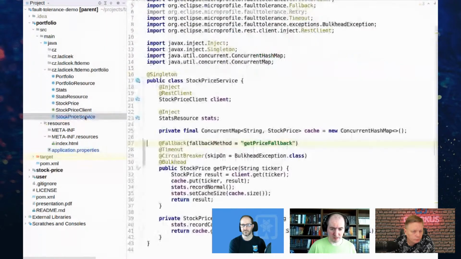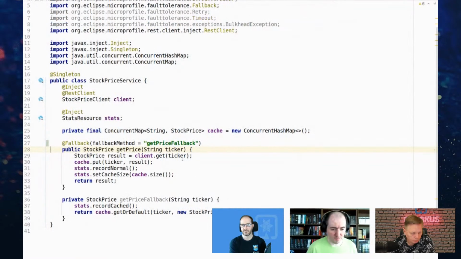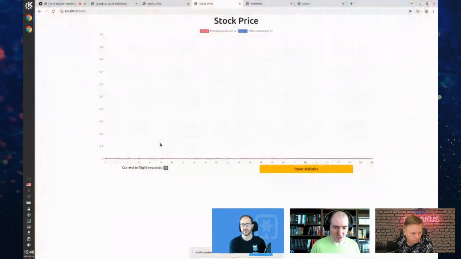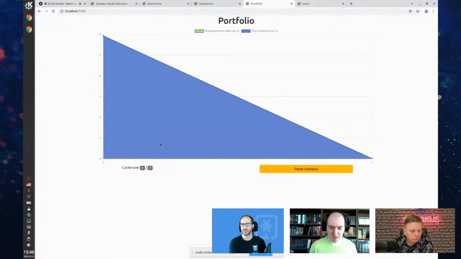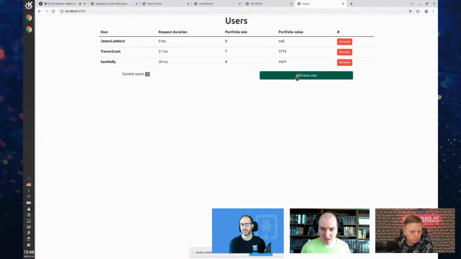Let's get back to the stock price service. I'll remove these annotations. I'll leave the fallback there, because we don't want to show errors. Right, so I've got the portfolio service running, the user service running. There are no users, so let me just add a few users.